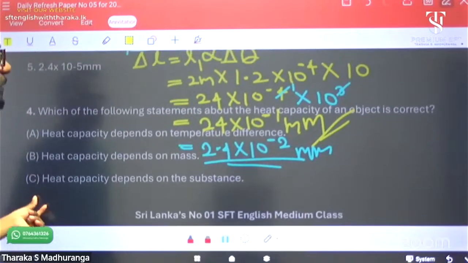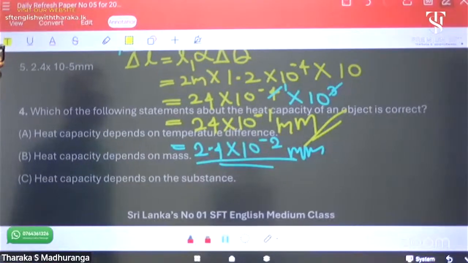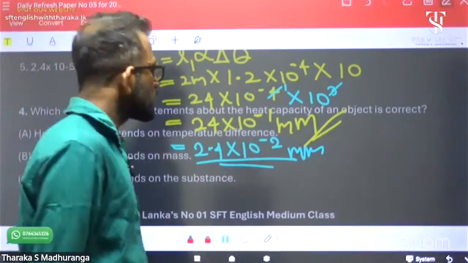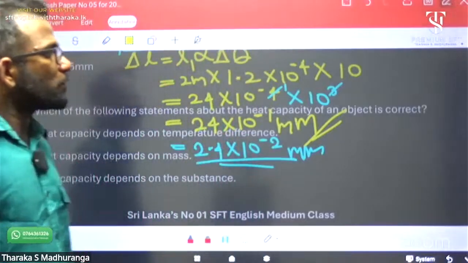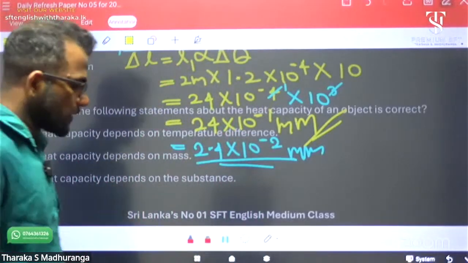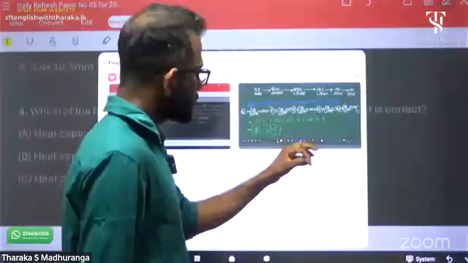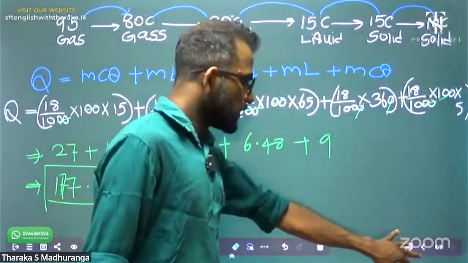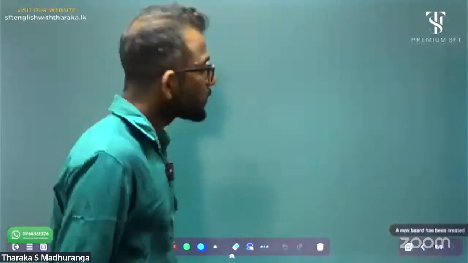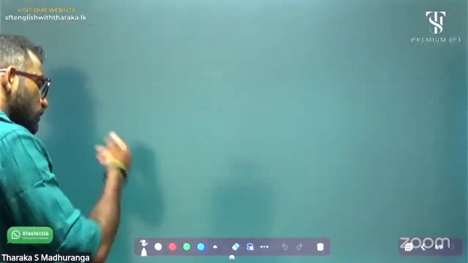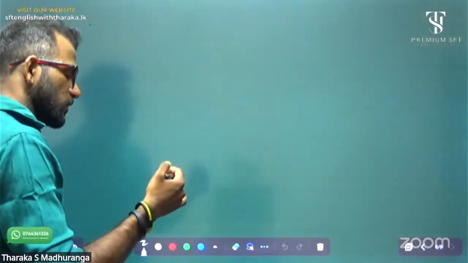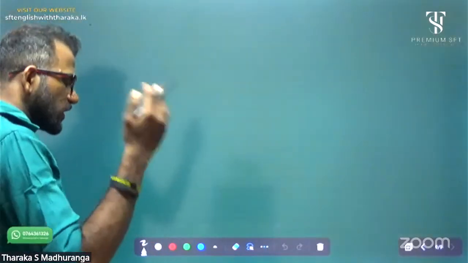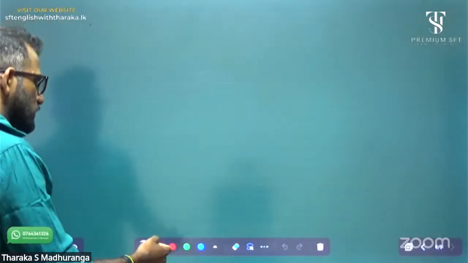Okay. MCQ number 4. Which of the following statements about the heat capacity of an object is incorrect? Okay, before that, I will give you a summary of heat expansion. In heat expansion, I told you we have three main types, no? Linear expansion, area expansion, and volume expansion.